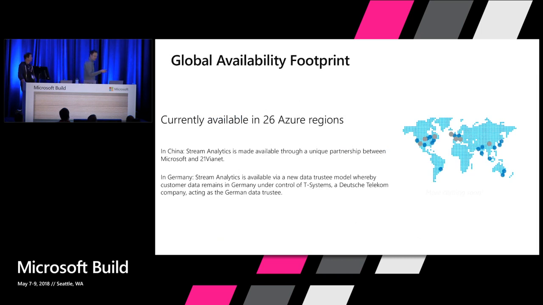So we have global availability. We are in 26 regions in the world. So basically, whenever you have IoT Hub or Event Hub, you will have Stream Analytics co-located. And you can basically run closer to your IoT device, closer to your infrastructure already there in Azure.